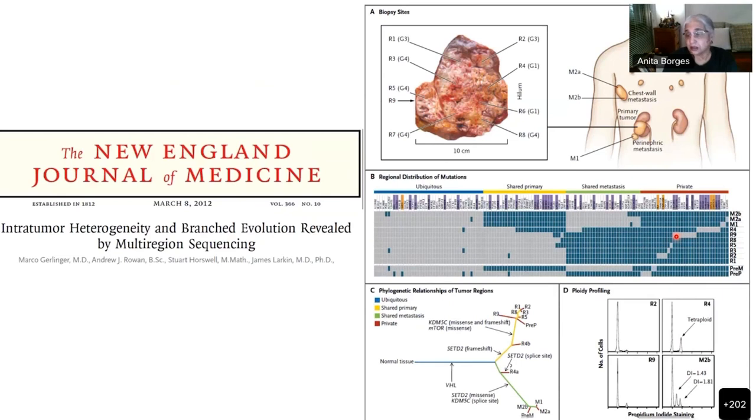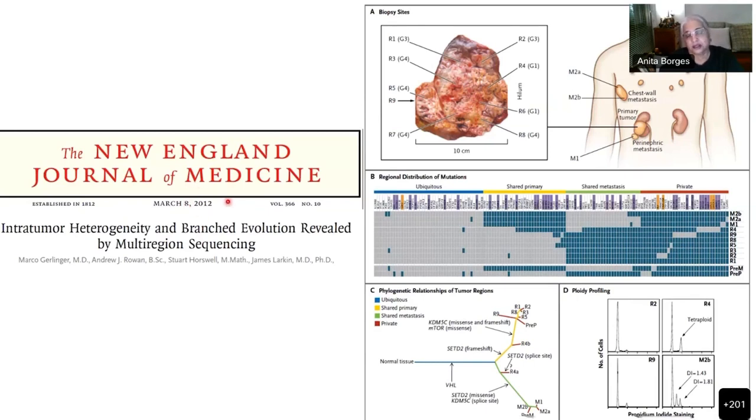Okay, and this theory has been put to the test once it became possible to take different parts of the tumor and analyze them genetically. And this was a very seminal paper that was published in the New England Journal of Medicine. Now it's a long time ago.